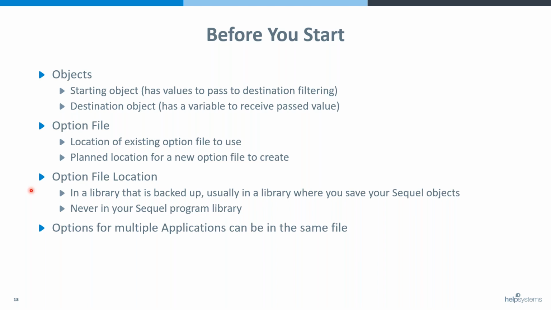The option file location should be in a library that is backed up, same as the libraries that you create your SQL objects like your views and reports in. Never put it in the SQL program library because that might get updated during the next update of software, and you probably don't back up your SQL program library with the frequency that you do your object libraries.